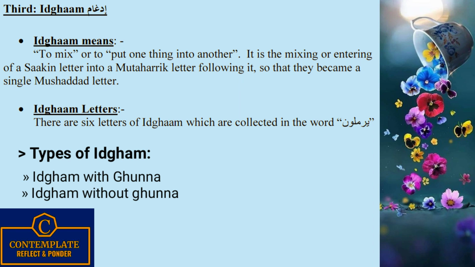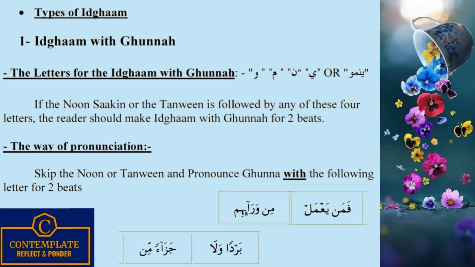Basically there are 2 types of idgham. How many types are there? There are 2 types of idgham. The first one is called idgham with ghunna, and the other is called idgham without ghunna. Let's talk about the first one. The first type is idgham with ghunna. As we know, the term ghunna means nasal sound, or nasalization.